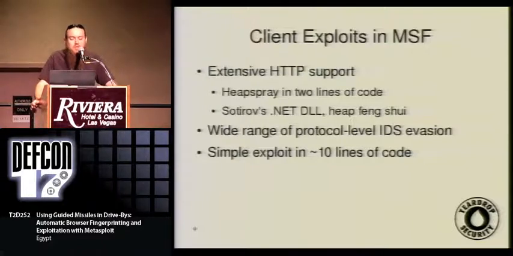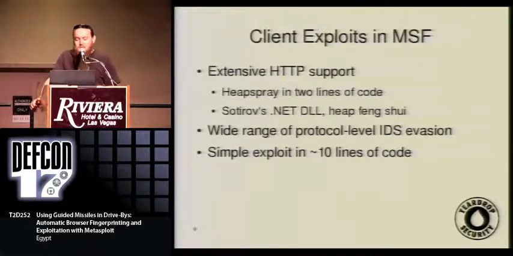There's also support for other more complicated stuff. Sotirov's .NET DLL and heap feng shui stuff are both integrated, and it's fairly easy to use them. It's a lot easier than having to write it yourself and crapping out some big ugly HTML file. Everything is in Ruby. It's a lot easier to read, and in general, much better.